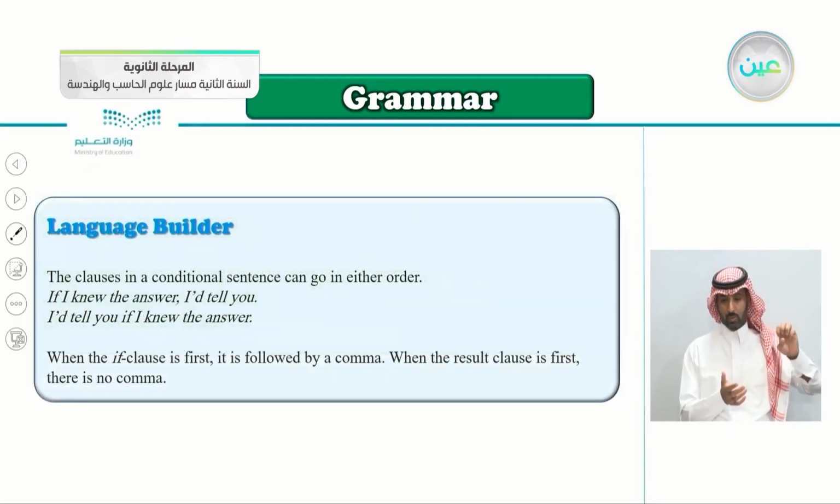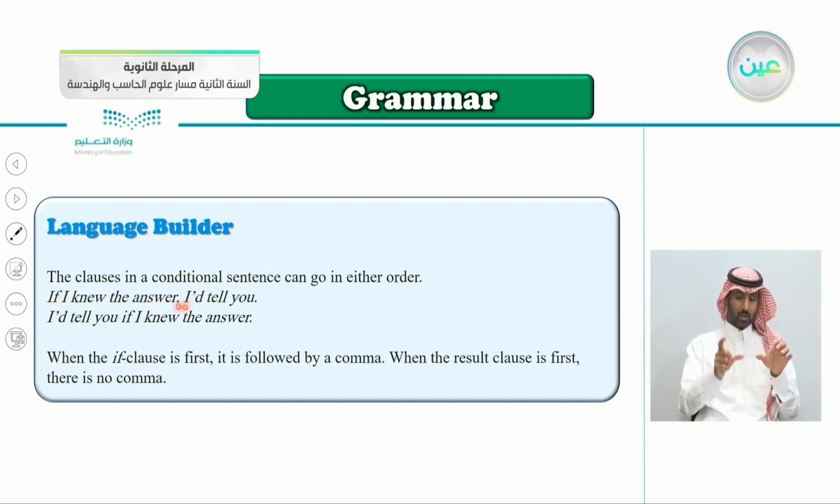Here's a language builder for you. The clauses in a conditional sentence can go in either order. Just so you know, this is the if clause here, and this is the main clause or the result clause. You can begin with either one. If I knew the answer, I would tell you, but remember the comma here. Or you can say, I would tell you if I knew the answer. But if you begin with the result clause, don't put the comma. This is one whole sentence.